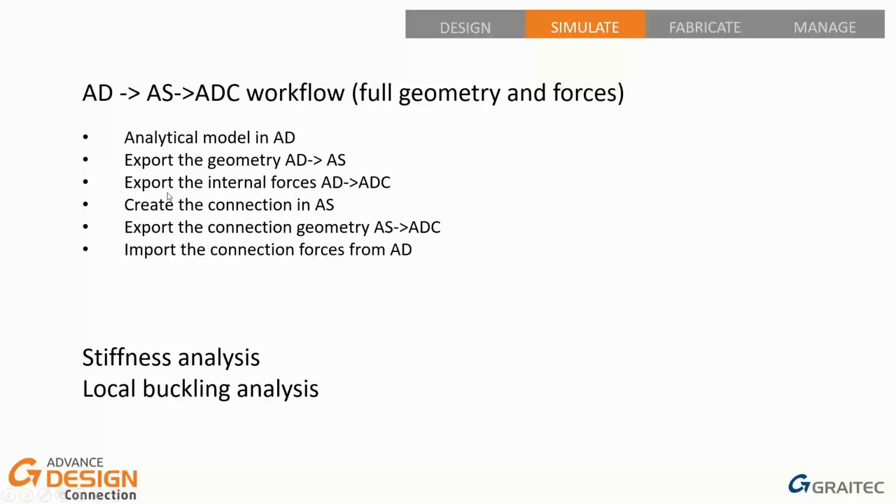Then we will export internal forces from Advanced Design to Advanced Design Connection using a special file format. We will create the connection in Advanced Steel. This time we will imagine that the connection geometry has been built in Advanced Steel. Then we will export the connection to Advanced Design Connection, just the geometry. And finally, we will import our forces from AD using the internal forces option. And also today, I will be showing you the stiffness analysis in Advanced Design Connection.